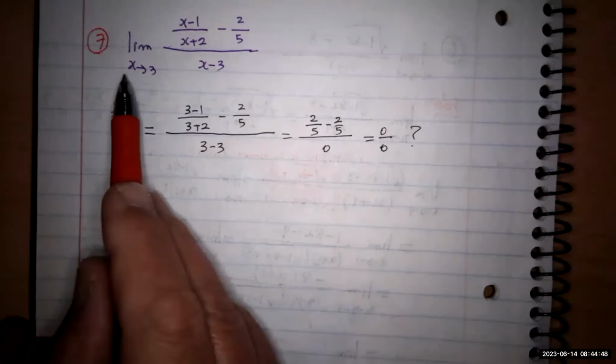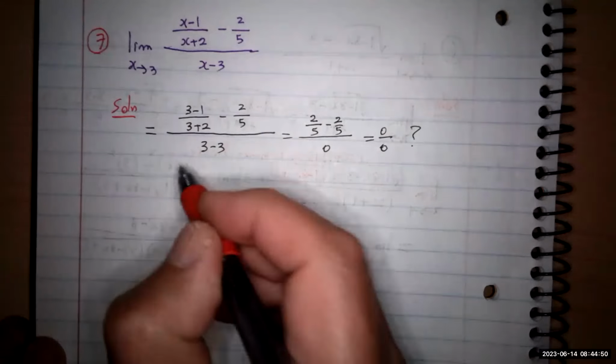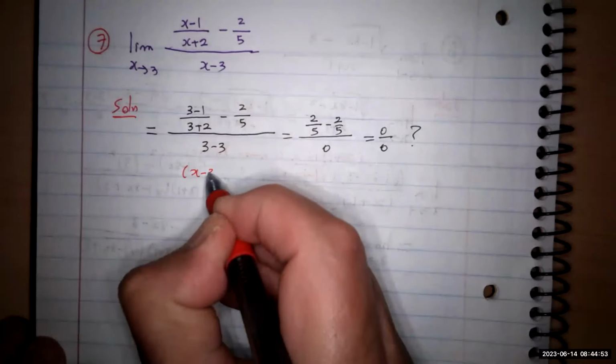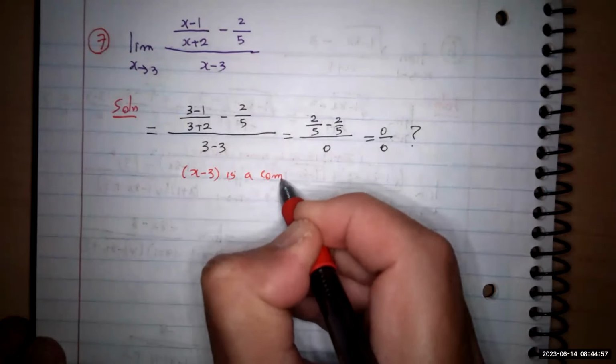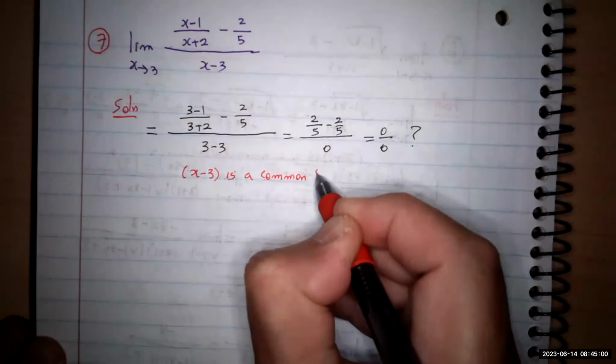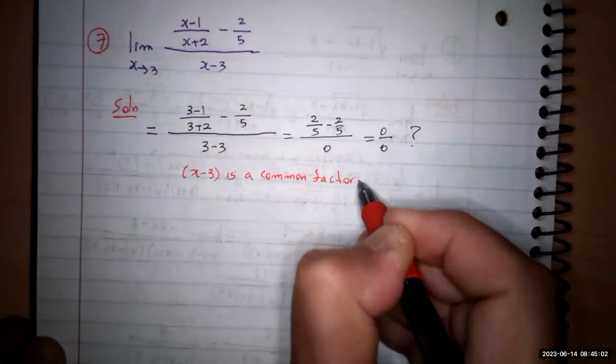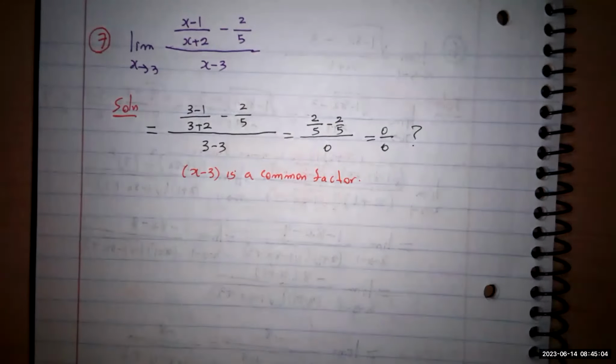So what's the message for this one? There is a common factor. What is that common factor? X minus 3, excellent. X minus 3 is going to be the common factor because x goes to 3. It would be helpful to know our target. So x minus 3 is going to be a common factor. We have to find it and eliminate it. You have to find the common factor and eliminate it.